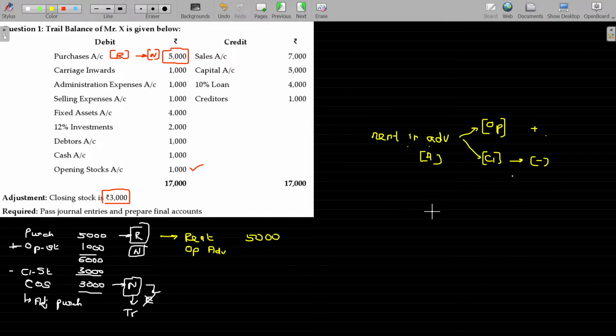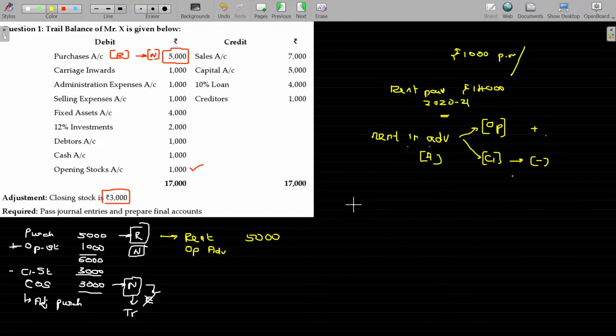Assume that 1,000 rupees is the rent per month. For your better understanding, we have paid 14,000 rupees in that year. Okay, rent paid is how much? 14,000 rupees in the year 2020-21. In the year 2020-21, the rent paid is 14,000. Is that okay? The rent paid is 14,000 rupees.